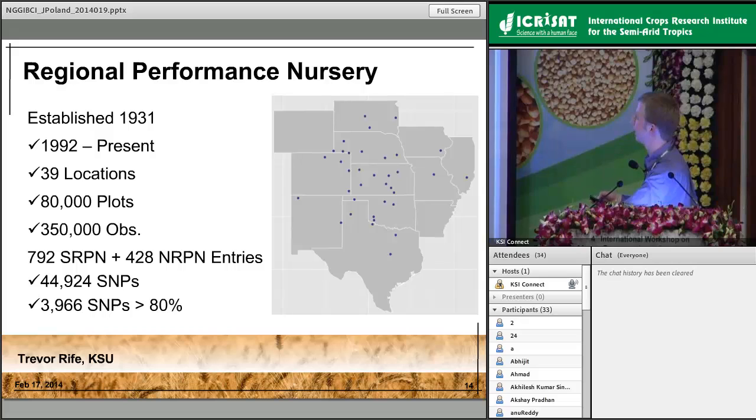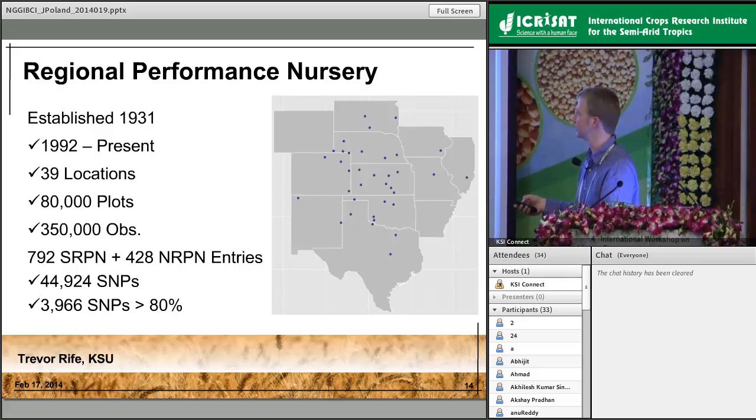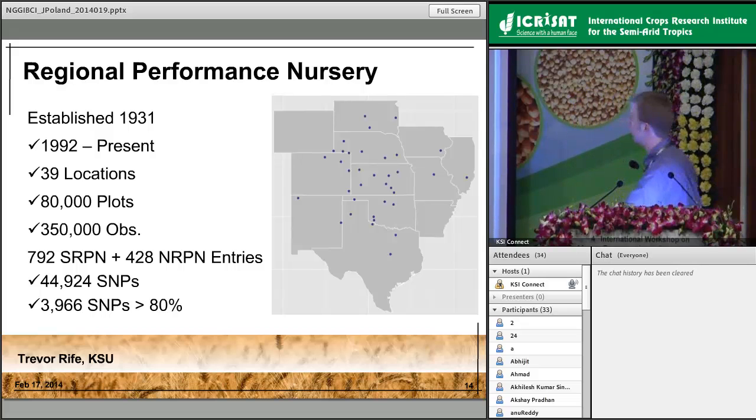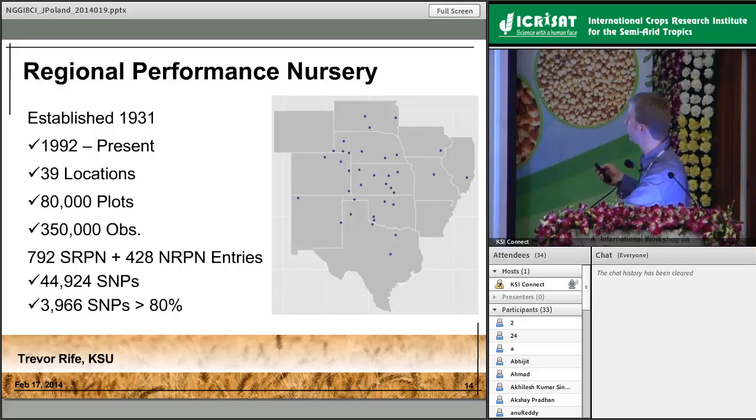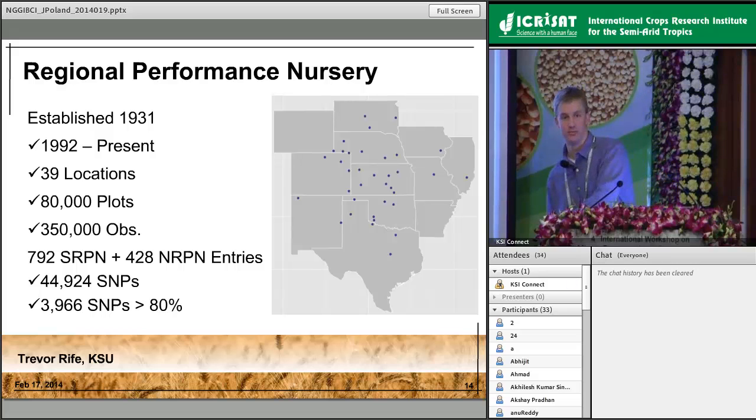These were established in 1931. For this set, we went back to 1992. We genotyped all of these entries, and then we used the historic data on tens of thousands of plots and hundreds of thousands of observations. For just the southern sets of nurseries, this is about 800 entries. And so now we can really look at predicting across locations and across years. And if you're familiar with the climate in this region, it's really highly variable from year to year and location.